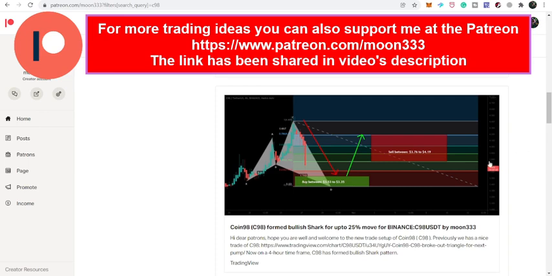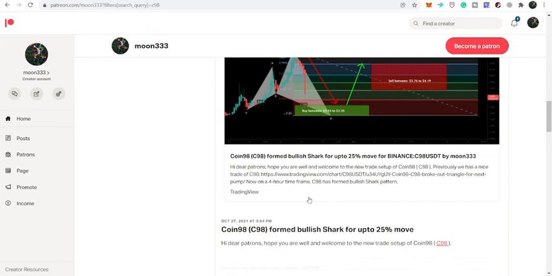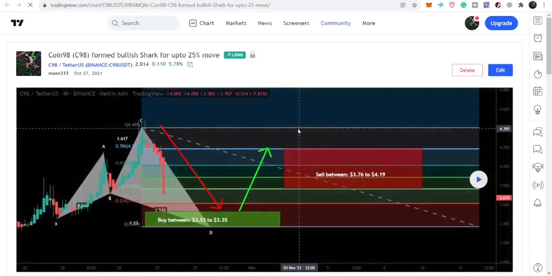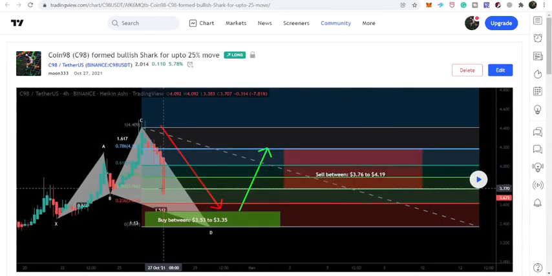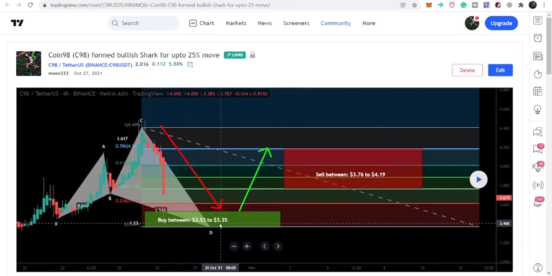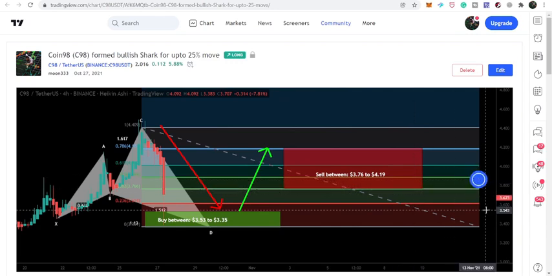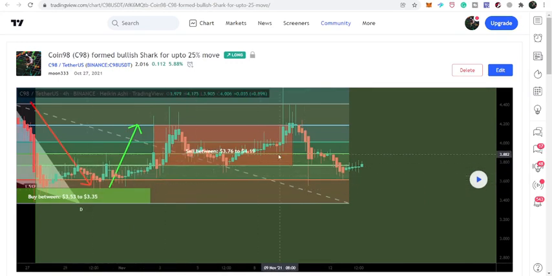So let's start the analysis. First of all, let me share my previous analysis with you, and that was a harmonic move that I shared for my members at the Patreon on 27th of October. And this was a harmonic bullish reversal Shark move, and you can see the price line spiked in this buying zone. Our buying zone from $3.53 goes to $3.35, and the sell targets were from $3.76 goes to $4.19. And after playing this chart, we can see that the price line rallied well and even moved beyond the sell targets as I have defined.